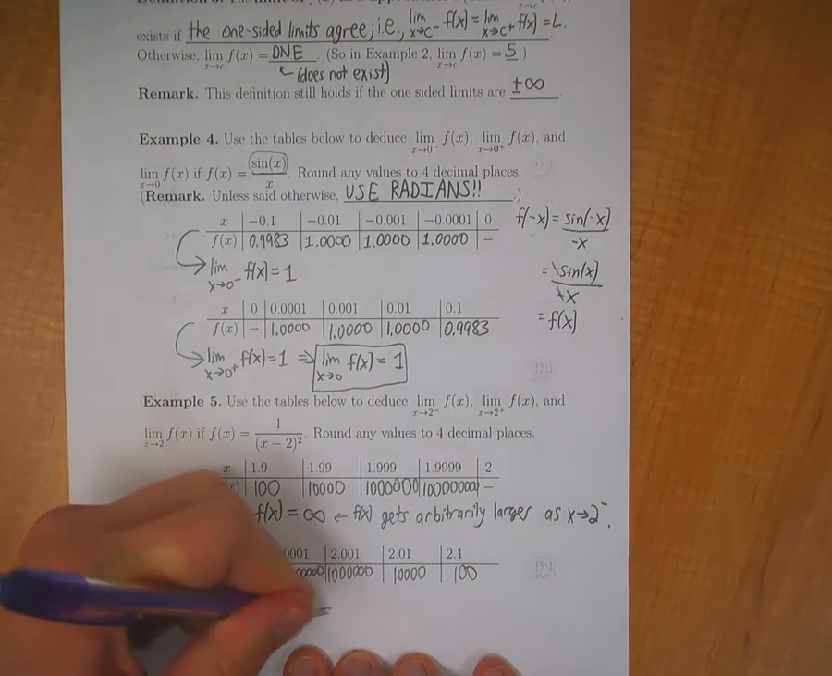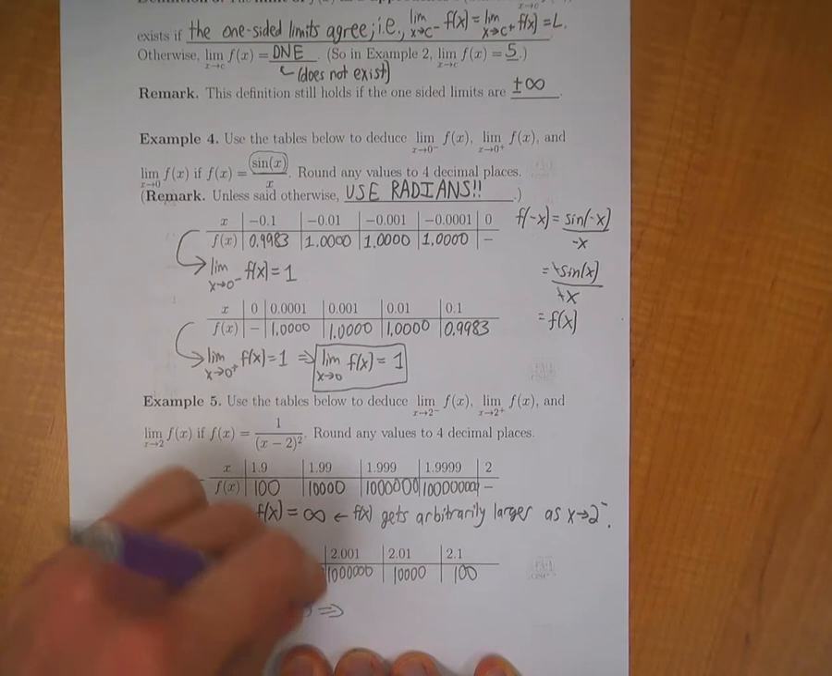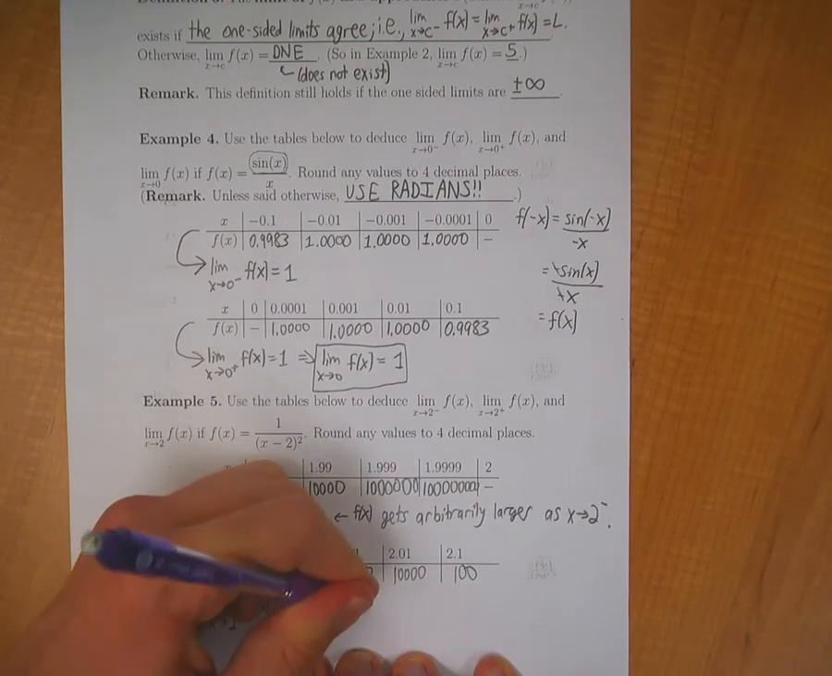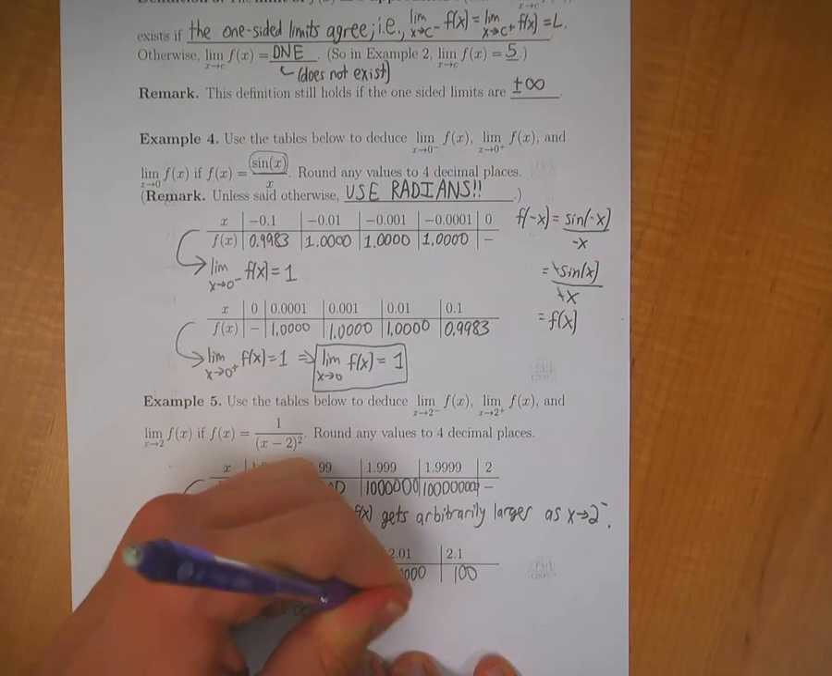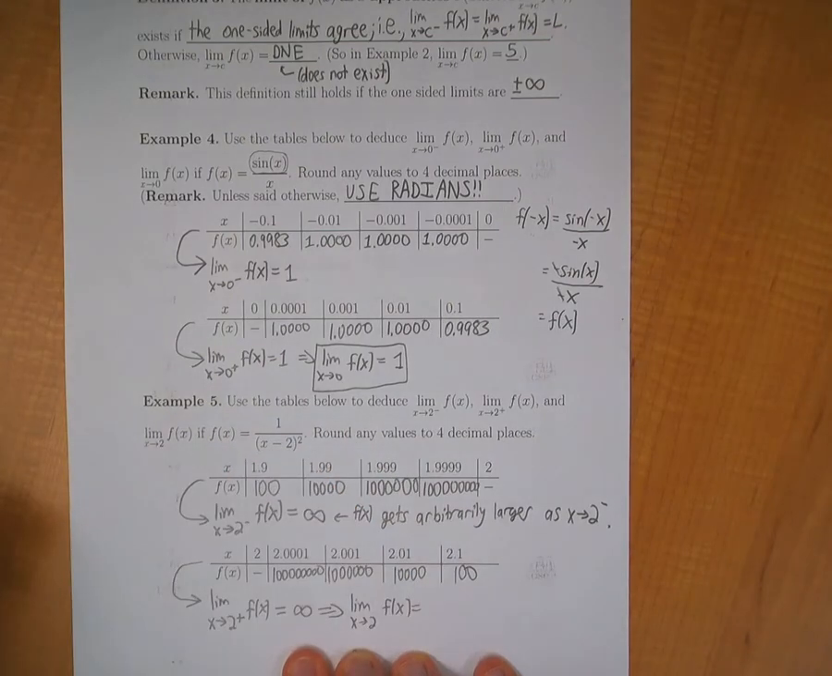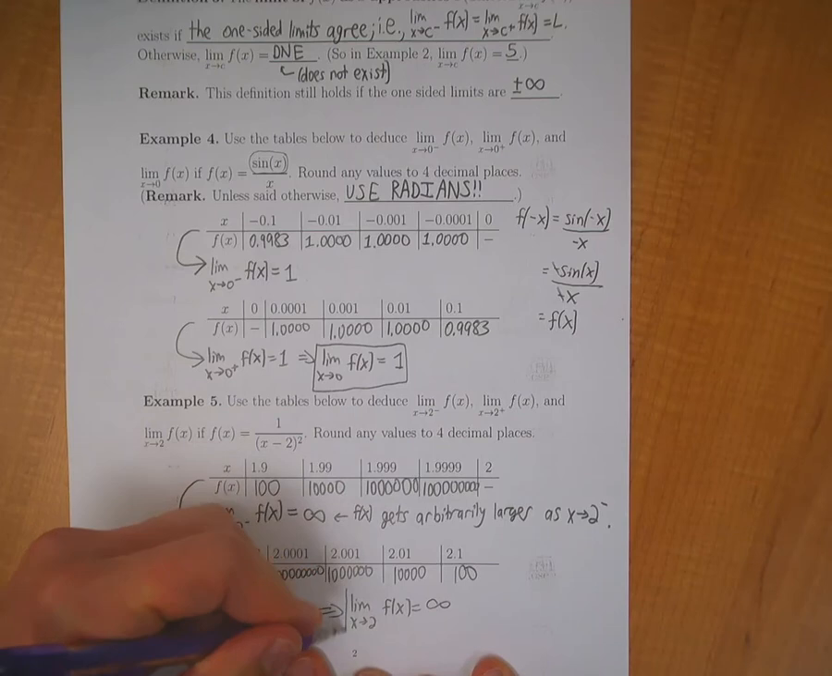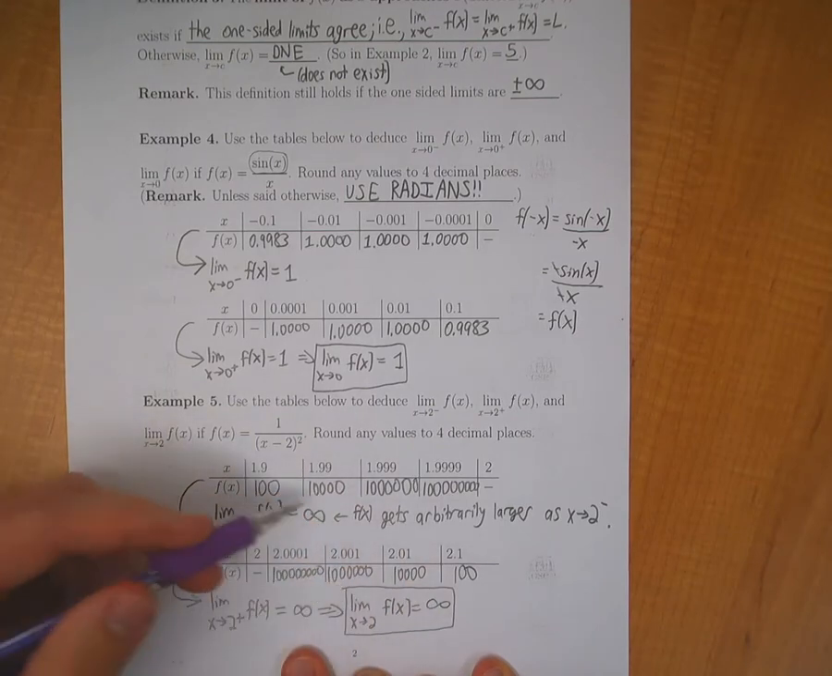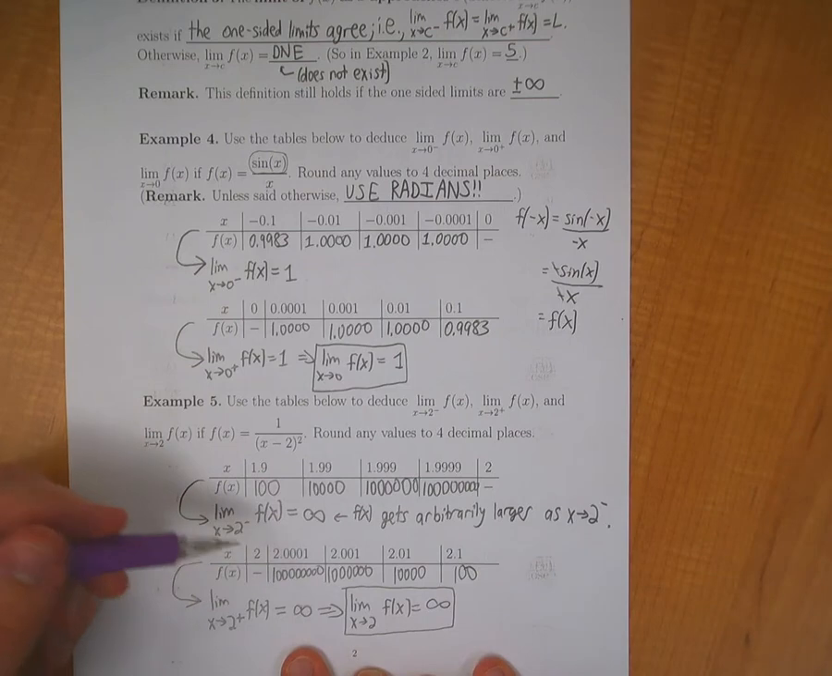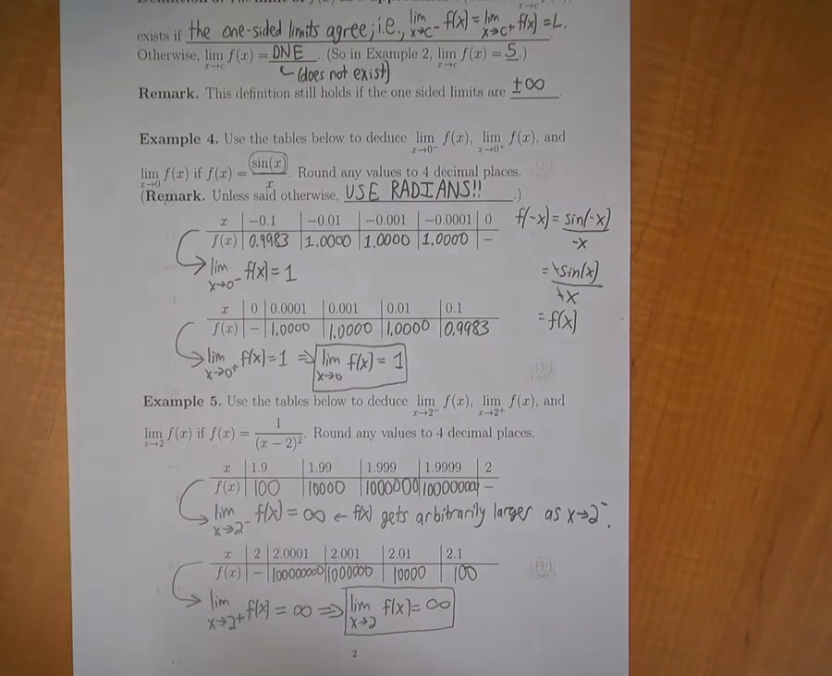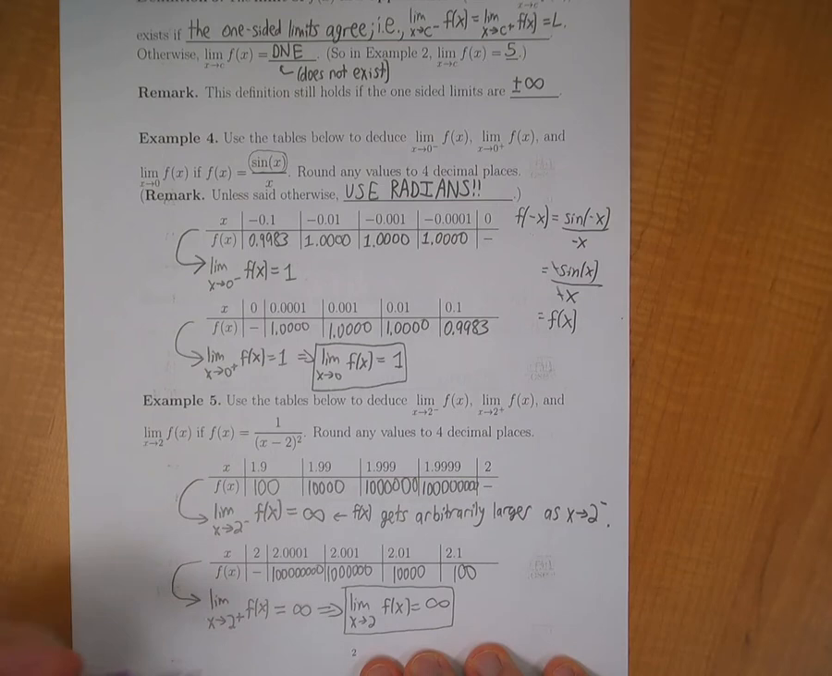Infinity. And so the two-sided limit as a result is going to end up being just infinity, right? Because as we said, even if the one-sided limits are still infinity, as long as they agree with each other, then you're okay. The two-sided limit still exists. Okay.